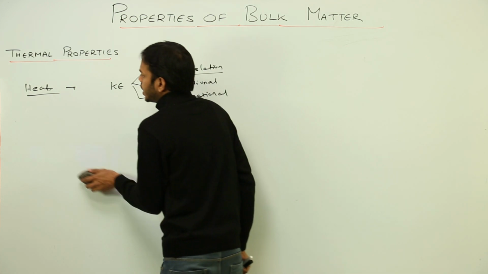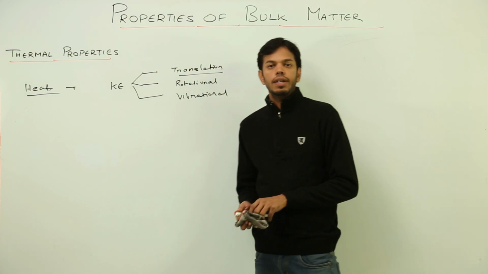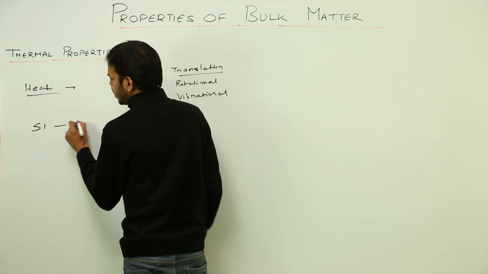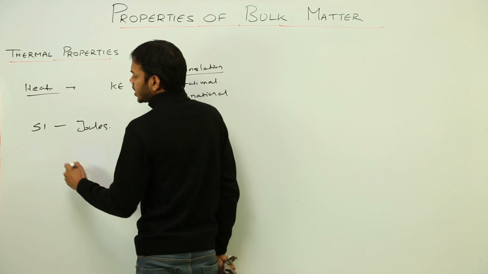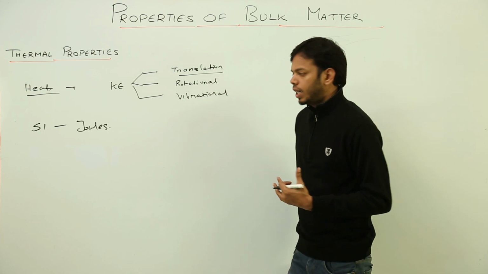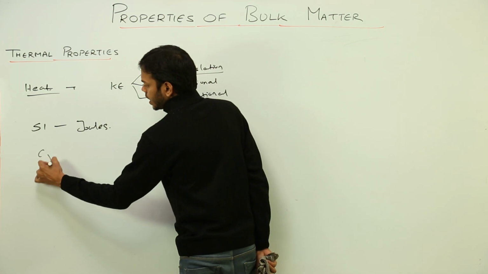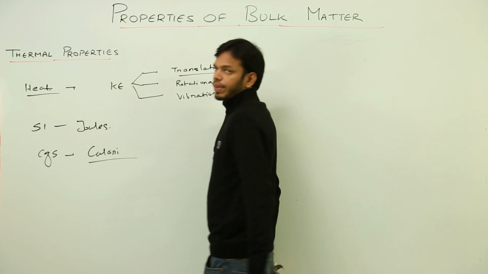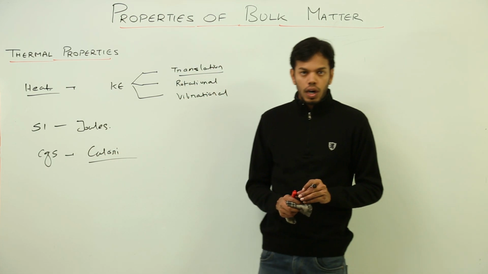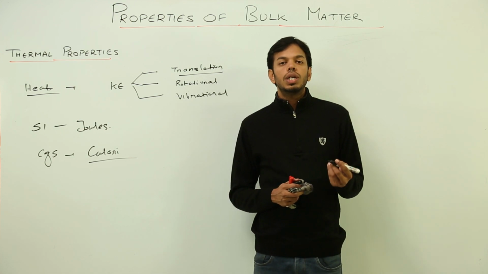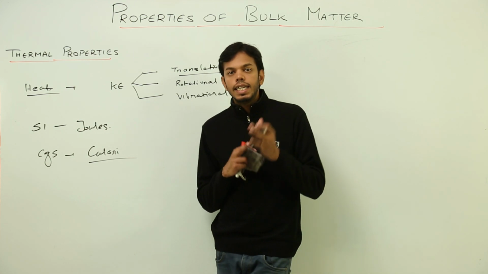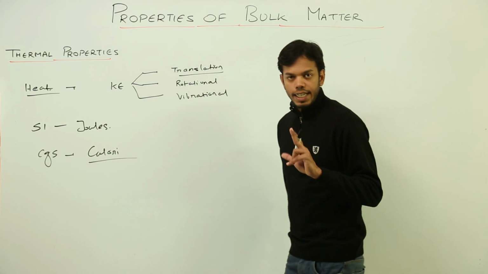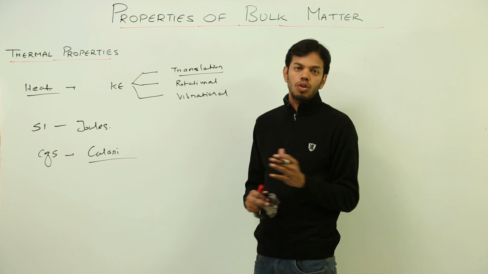Now that was heat. So what is the SI unit of heat? Before I move on to the next topic, the SI unit is joules, we know that. And what is the practical unit of heat, or CGS unit of heat? That is the calorie. What is a calorie? 1 calorie is the amount of heat required to raise the temperature of 1 gram of water by 1 degree Celsius, and not any other 1 degree Celsius like 3 to 4 degrees, or 6 to 8.